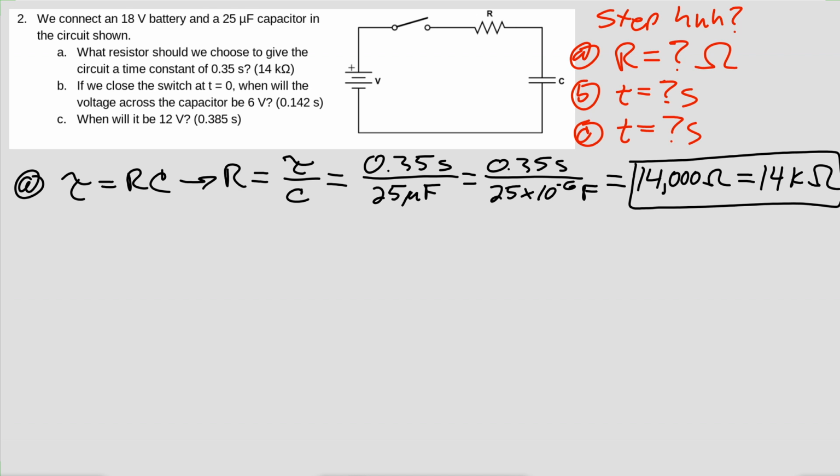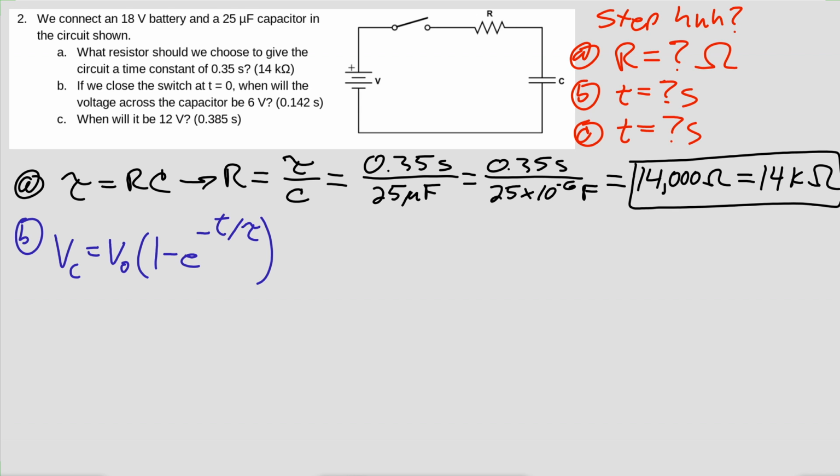Parts B and C, a little bit trickier. The way I'm going to do this is once we do the work for Part B, Part C is going to be easier. It's just going to be plug and chug. So we're trying to figure out if we close the switch at this time, when will the voltage across the capacitor be 6 volts? The formula we're going to use is voltage across a capacitor is equal to V naught, that's the voltage of the battery, times 1 minus e to the minus t over RC. I'm just going to write this as tau, so minus t over tau. And the thing we're trying to solve for is time.